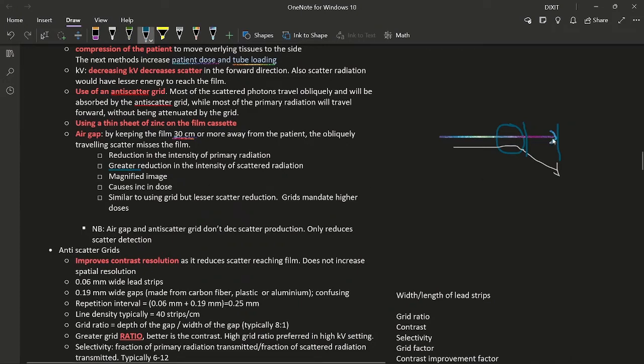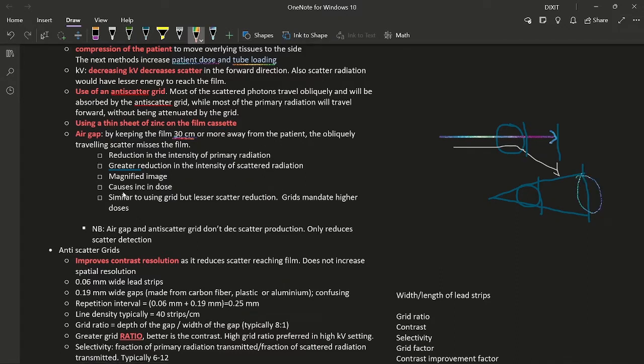And also because of the gap, the image will be a little bit more magnified. As you can see here, if you have an x-ray focus and you are imaging an object which is here and the film is touching the patient, then the size will be more or less the same, maybe a little bit magnified. But if you are using an air gap technique, then because of the gap, the film to focus distance is increased, and what we get is a bigger image of the patient.